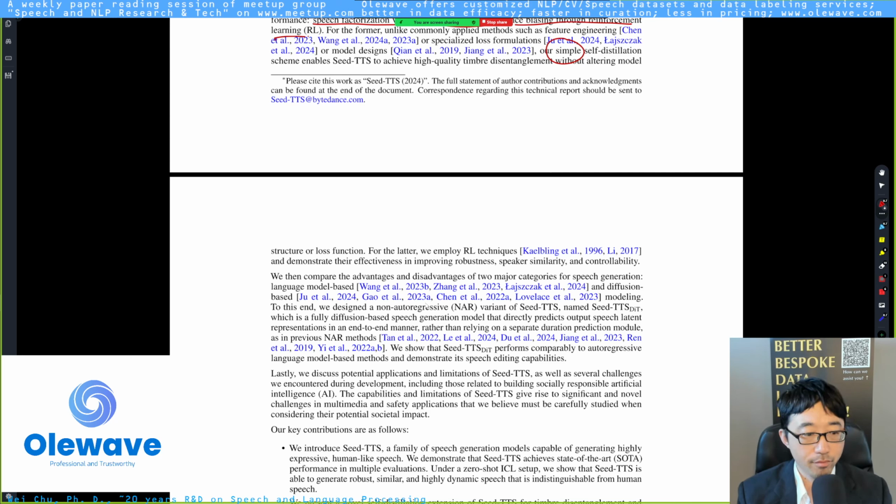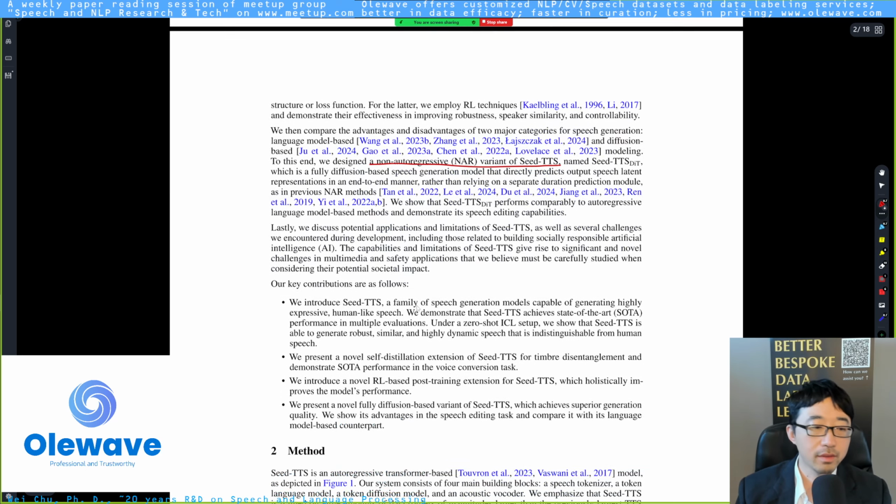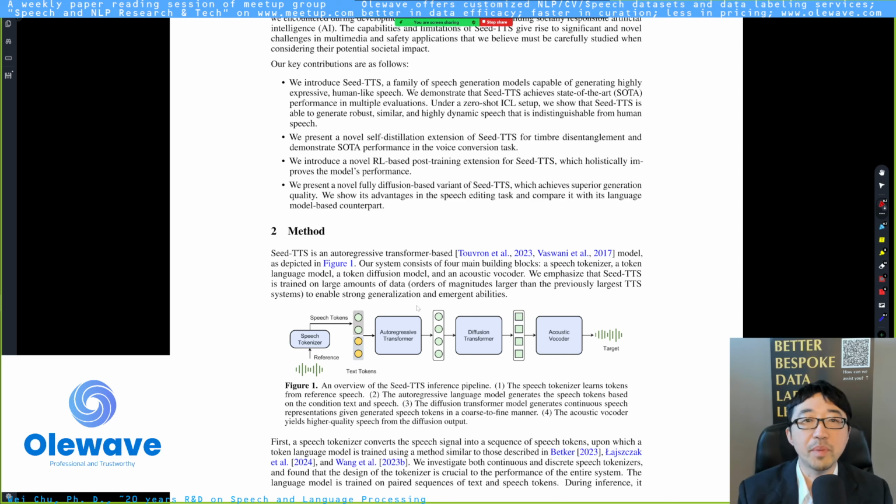To this end, they design a non-autoregressive (NAR) variant of TTS. It might be confusing because the paper has two structures, which I will cover in the following slides. They first use something that everybody is using, an autoregressive variant of the Seed-TTS model. Then they tried a non-autoregressive model. They're repeating themselves again.